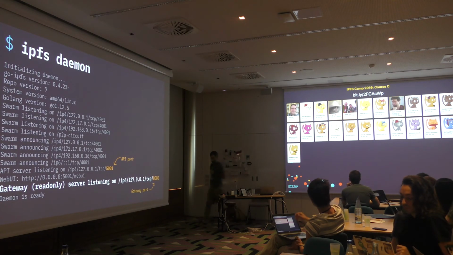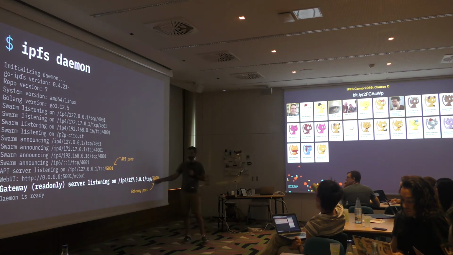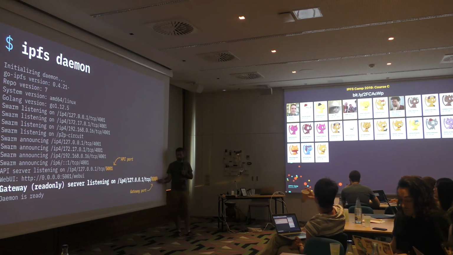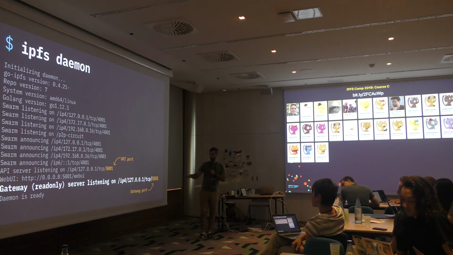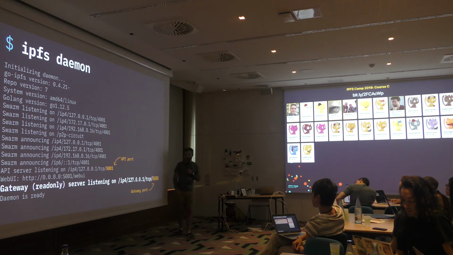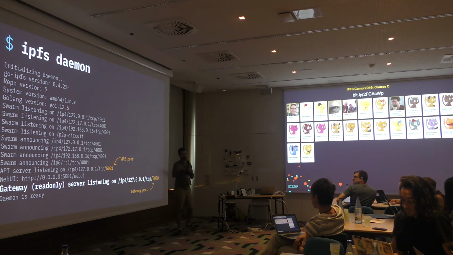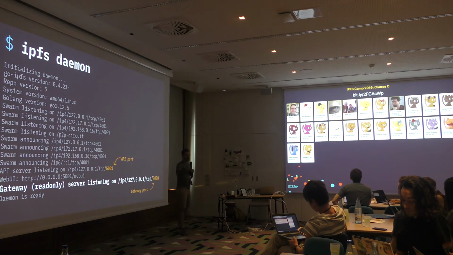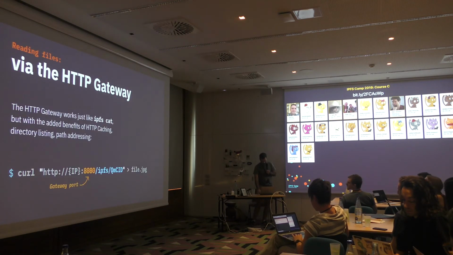Also, there's another option to load content. When you run your daemon, you can see this line over here, which is the gateway. The gateway is a read-only API just to load the content, nothing else. If you know the CID, you can use the IP and port, and you can build your URL, basically IP:port/ipfs/CID, and you can see the content inside the file. And you can just load it in the browser. Just like that.